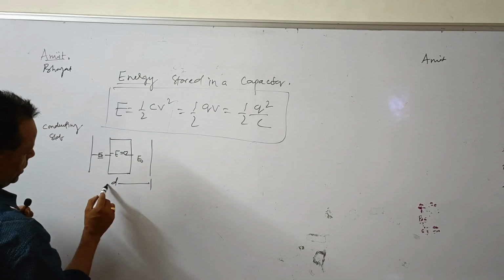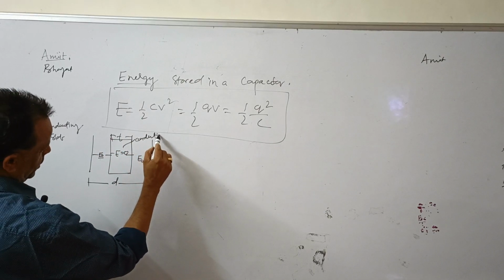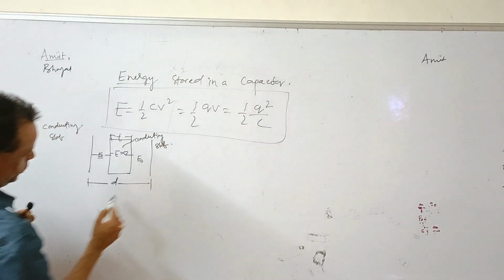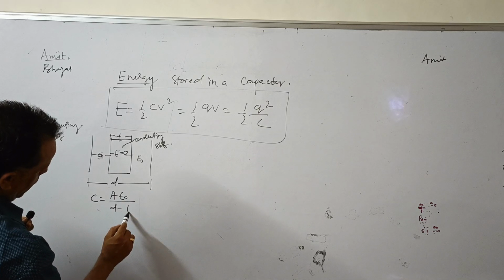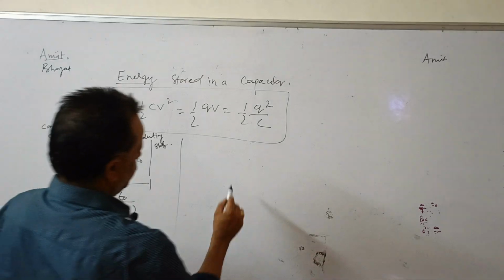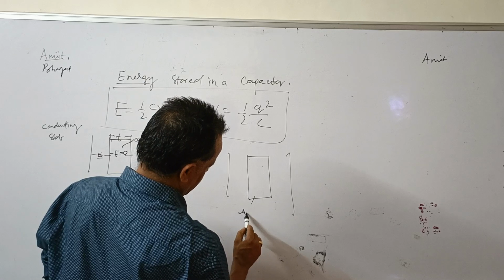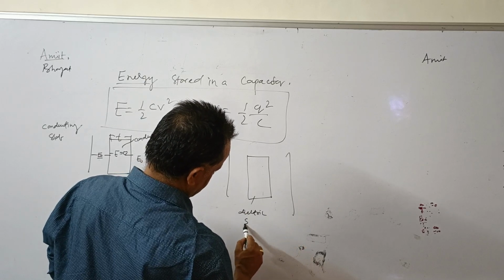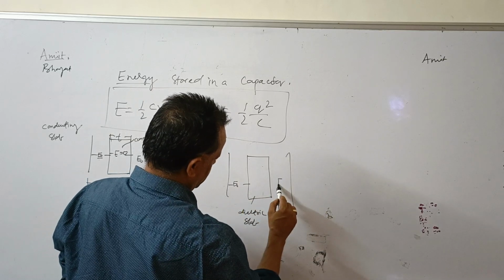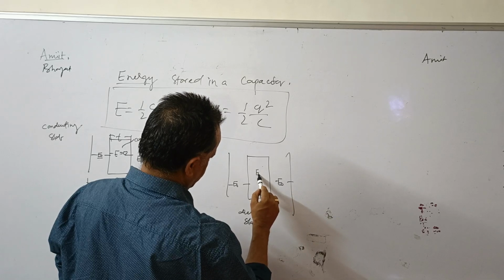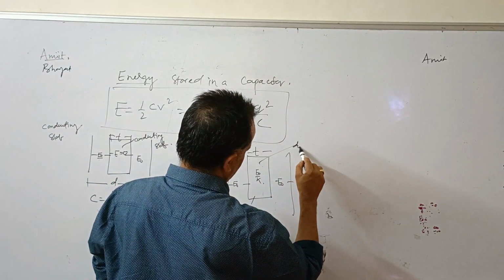This is the distance between the plates, and this t is the thickness of the conducting slab. The conducting slab will have electric field 0. So the capacitance is coming out to be A epsilon naught upon d minus t. And when we have to calculate the capacitance of a capacitor with a dielectric slab inside it, over here is E naught, over here is E naught, but over here it will be E naught by K. This is the thickness of the dielectric slab.